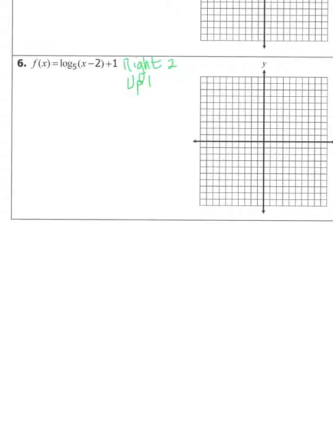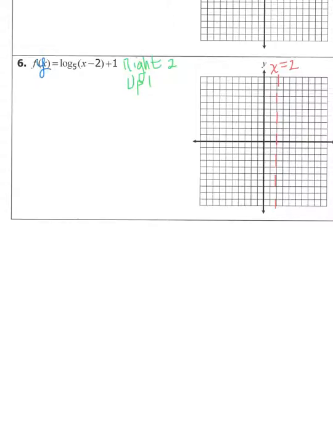So the right 2 affects my asymptote. So my asymptote moves to the right 2. So I'm at x equals 2. And both the right and the up are going to affect my key point. So my key point, which was here, is going to move to the right 2 and up 1. So I bet you we're going to have (3, 1) as one of our points. But first, let's put our graph into exponential form.